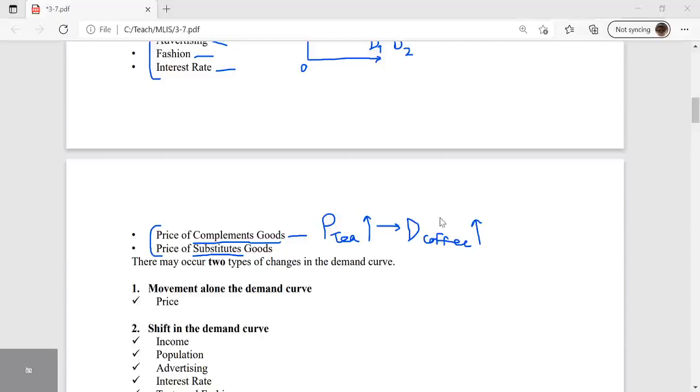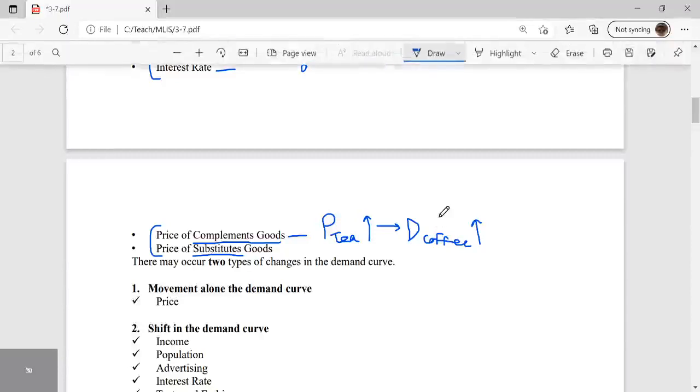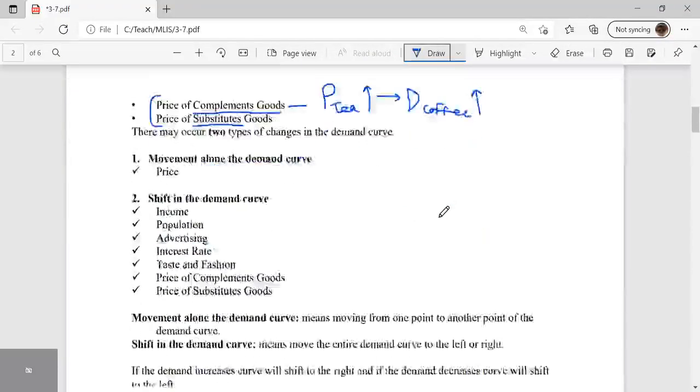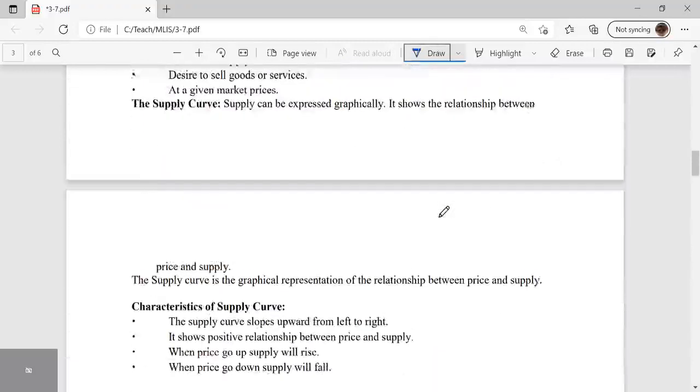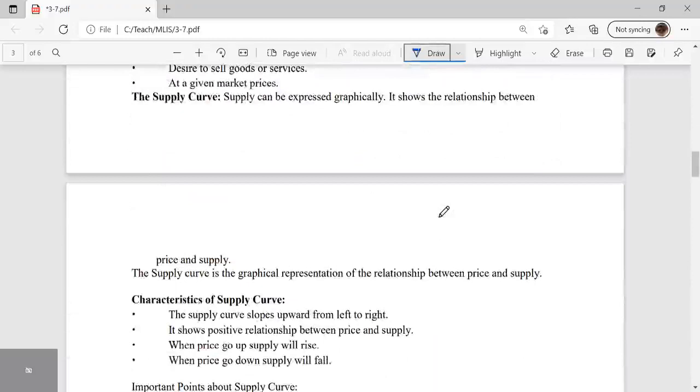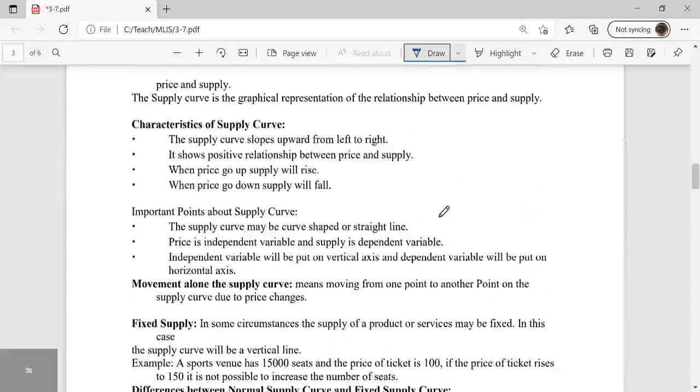So if you have any question, let me know, because this class should be very interactive. Okay, so this is the situation over here. We have gone through all those demand factors and supply factors, and we still have time. Let's move to the supply curve. Let's draw a supply curve over here.